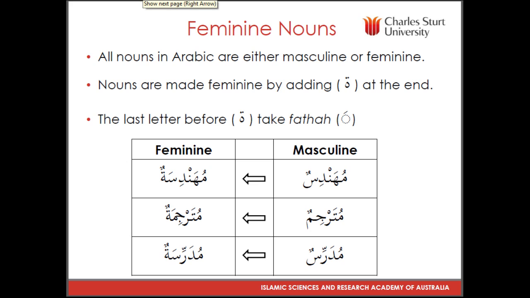Engineer. Engineer is what? We have to add what? Ta al-marbuta. The letter before it should be what? With fatha. So look, muhandisun, muhandisatun. The first one is a masculine engineer.